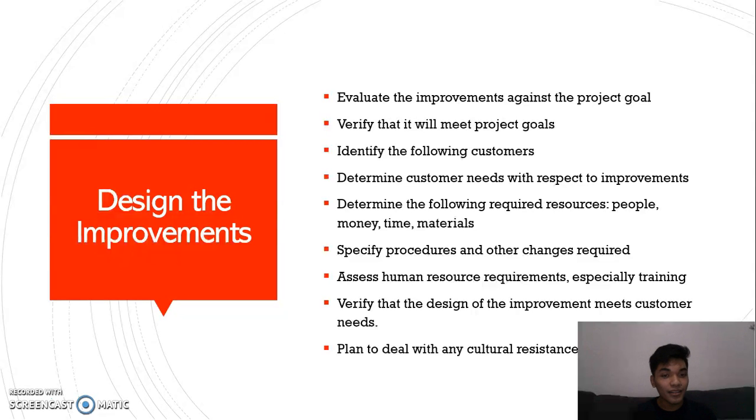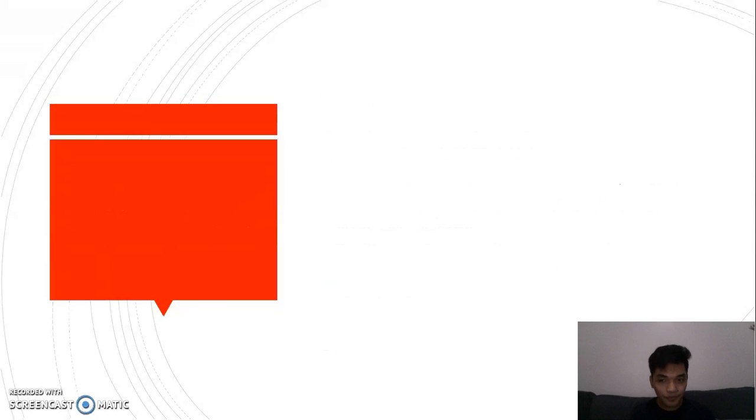You must evaluate the improvements against the projected goal and verify that they will meet project goals. Identify the customers, determine customer needs with respect to improvements, and determine the required resources like people, money, time, and materials. Specify procedures and other changes required, assess human resource requirements, especially training, verify that the design of the improvement meets customer needs, and plan to deal with any cultural resistance to change.